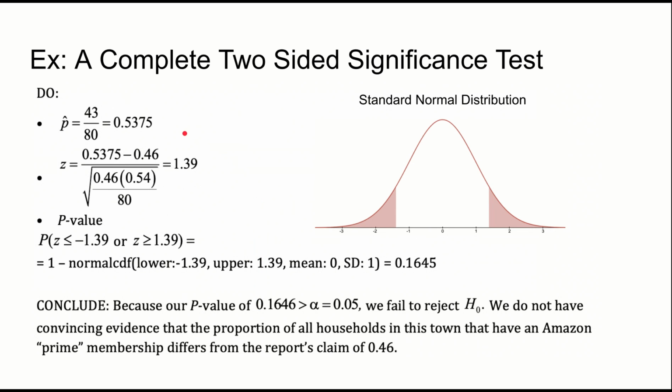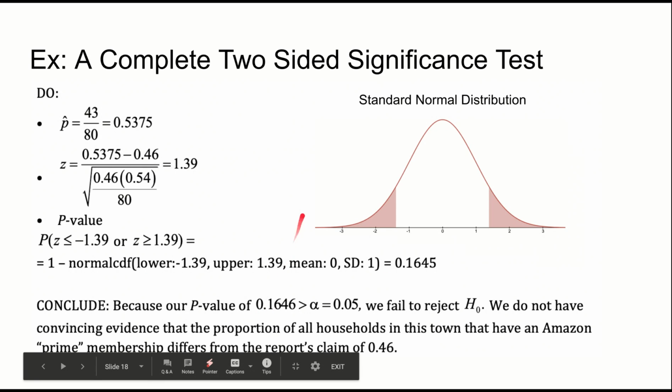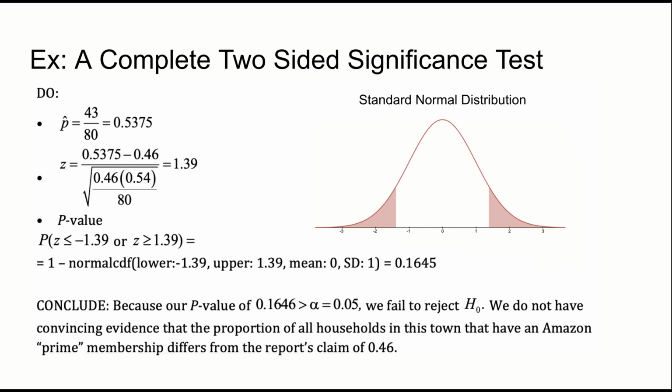We're going to do this. We have p hat, which is 0.5375, z of 1.39, and our p-value is going to be calculated by this, which can be calculated using 1 minus normal CDF, and we get 0.1645. And because our p-value of 0.1646 is greater than alpha equals 0.05, we fail to reject H0. We do not have convincing evidence that the proportion of all households in this town that have an Amazon Prime membership differs from the report's claim of 0.46.